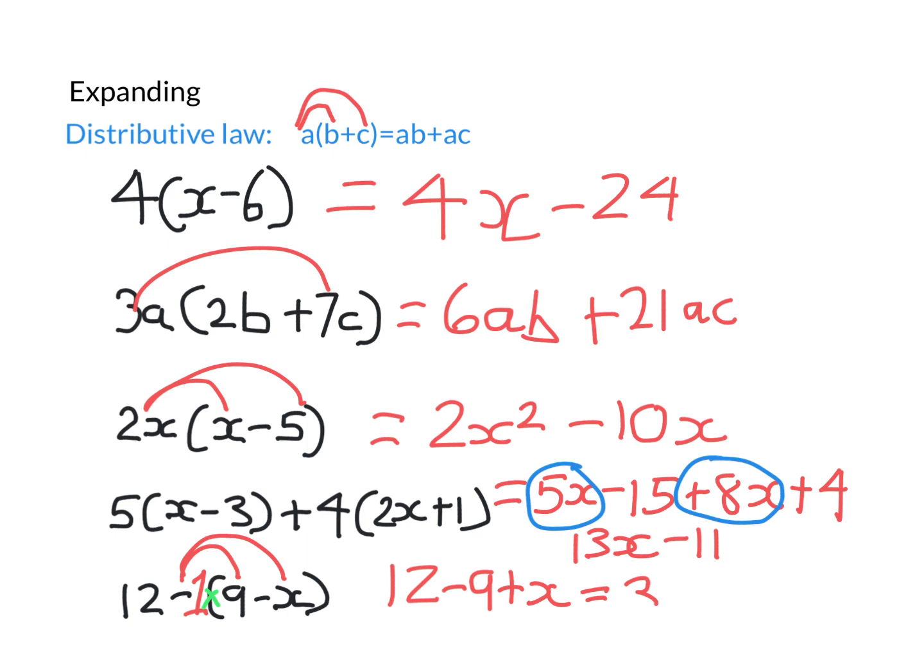12 minus 9 is just 3. This one and this one are like terms. The x doesn't have any like terms. I leave it alone. My final answer is 3 plus x.